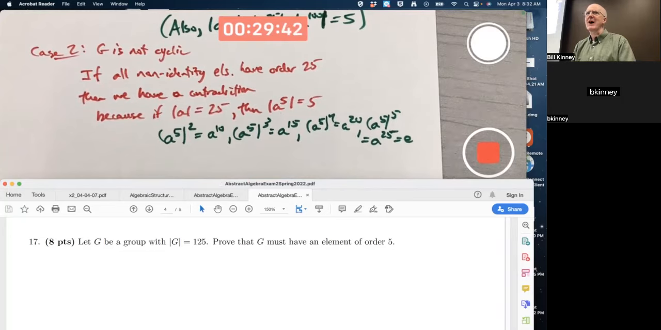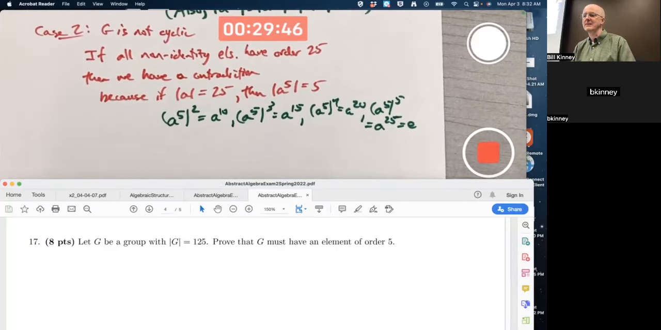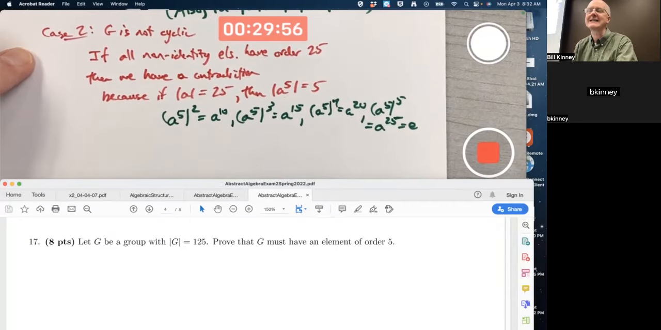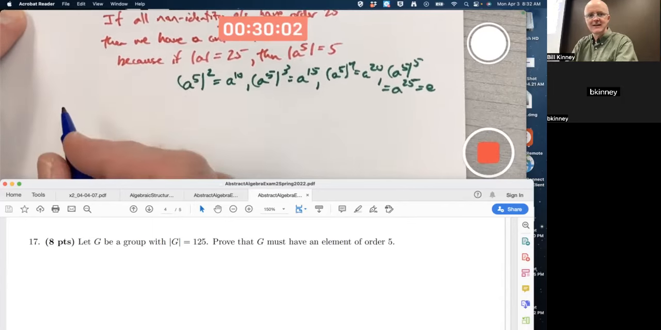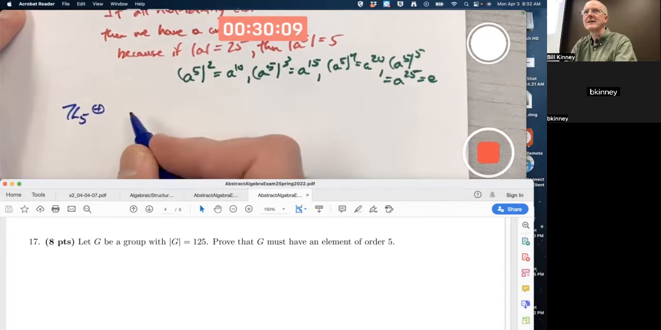Think external direct products. What's one way to generate an abelian group of order 125 with no elements of order 25? So the answer is no, it must not. It does not necessarily have to have an element of order 25. I'll get you started here. Can you finish it for me?